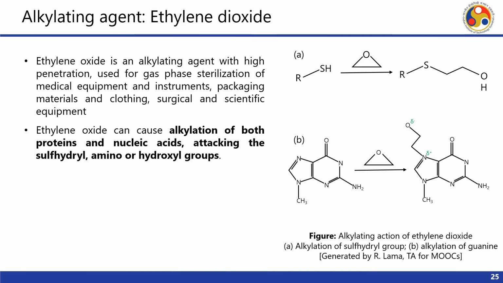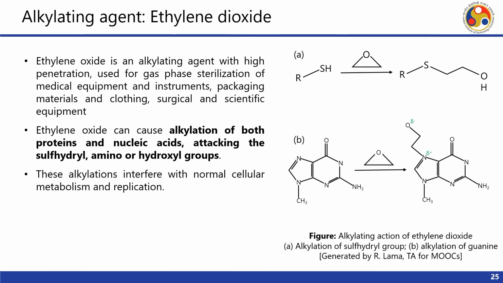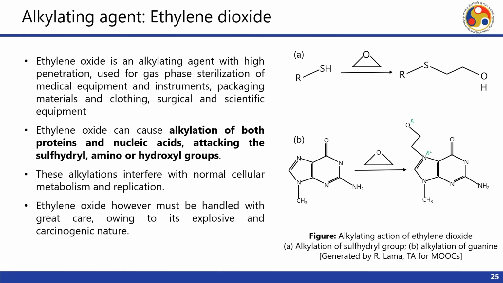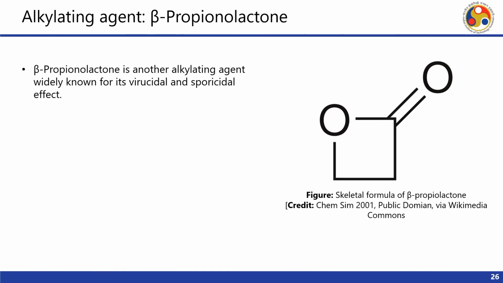Ethylene oxide can cause alkylation of both proteins and nucleic acids, attacking the sulfhydryl, amino or hydroxyl groups. These alkylations interfere with normal cellular metabolism and replication. Ethylene oxide, however, must be handled with great care owing to its explosive and carcinogenic nature.